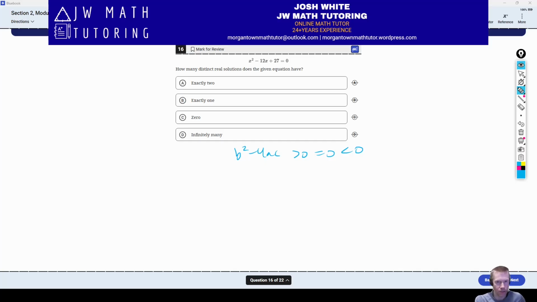The way I would do this is I would first see if it factors, which it does. And notice it's going to factor as x minus and minus, because c is positive and b is negative. That means it's going to be minus minus, and the two factors of 27 that add up to negative 12 are negative 9 and negative 3. So now I can see there are two distinct real solutions. Basically, they're x equals 9 and x equals 3. So the correct answer is going to be letter A.